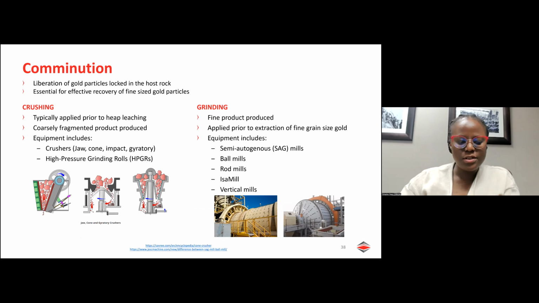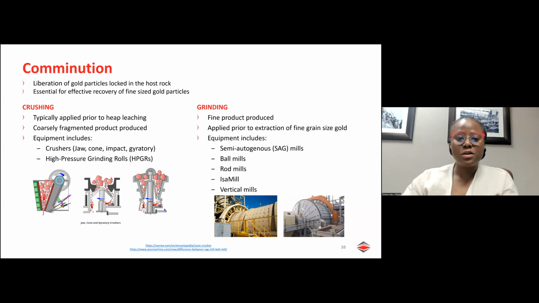Okay, so I'm going to go into the different types of methods that are used for beneficiation. I'm going to be starting off with comminution, which consists of crushing and grinding. So crushing typically produces a coarse ore, and the equipment that is used for that includes jaw crushers, cone crushers, impact crushers, and gyratory crushers. Then grinding, that is applied for the liberation of your fine-grained gold particles.